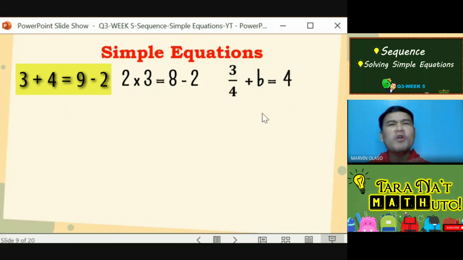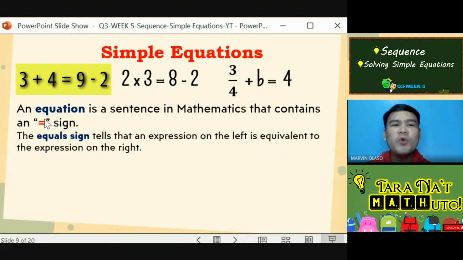So, ano nga ba ulit ang ibig sabihin ng equation? Balikan natin, no? So, when we say equation, it is a sentence in mathematics that contains an equal sign.